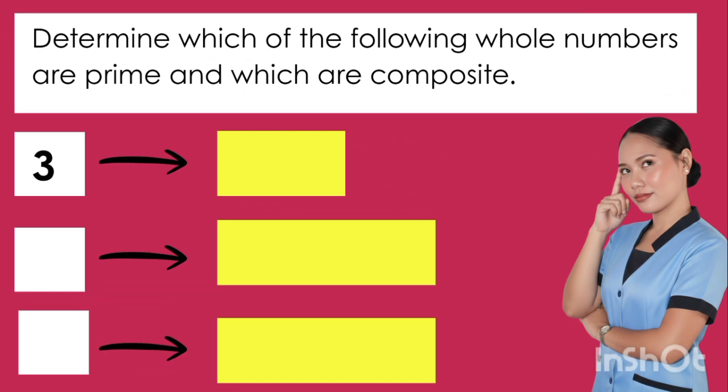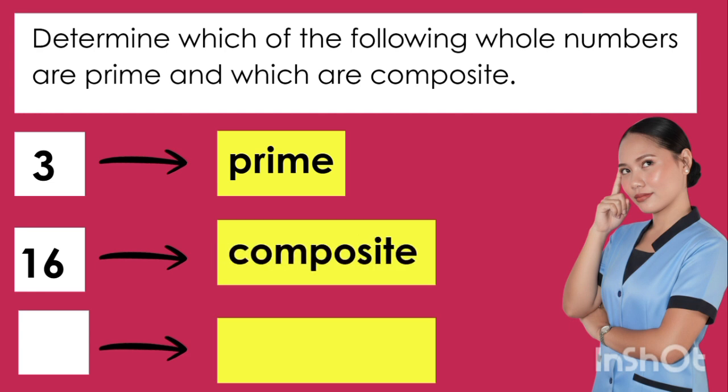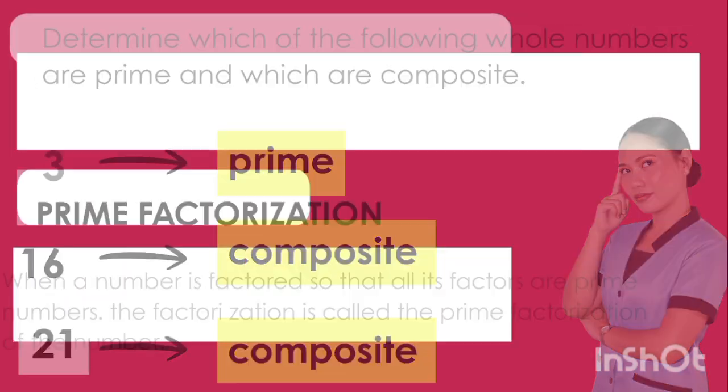Try 3. Is it composite or prime? It is prime because 3 cannot be divided by any number other than itself and 1. 16 is composite, because 16 can be divided by 8, or also by 2. So it is composite. 21, of course, is also composite because 21 can be divided by 3. It can be divided by a number other than itself.